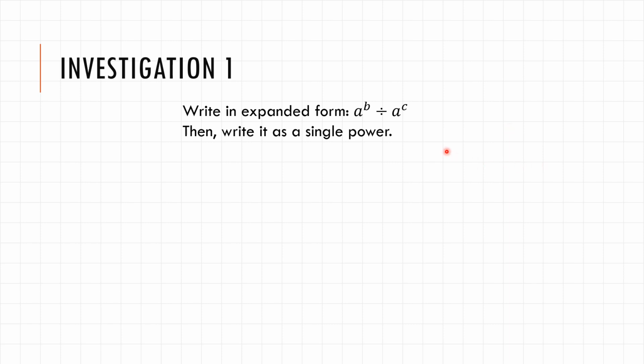This might be a little bit tricky because you don't have numbers here. I didn't give you numbers. But we're going to treat this almost as if we had numbers, just like we did in the investigation. Over here, we have a to the power of b. That means, just like when we had numbers, when it told us to take the base and multiply it by itself this many times.